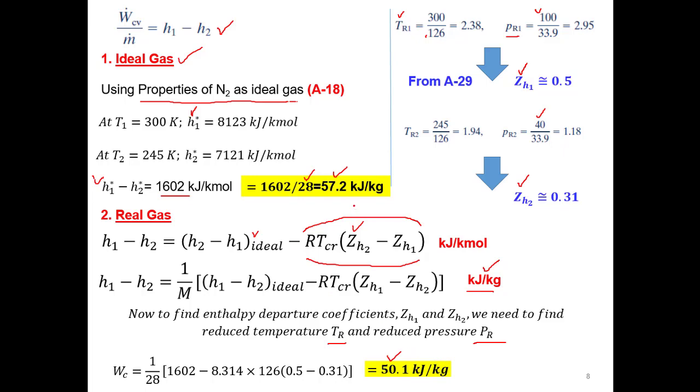If we compare that, in case of ideal gas, this was 57.2, whereas the actual or real behavior gives the value of 50.1 kilojoule per kg. So almost 7.1 kilojoule per kg. This is a huge difference, right? So you can see the impact on how the calculation varies if we just change from ideal gas behavior to real gas behavior.